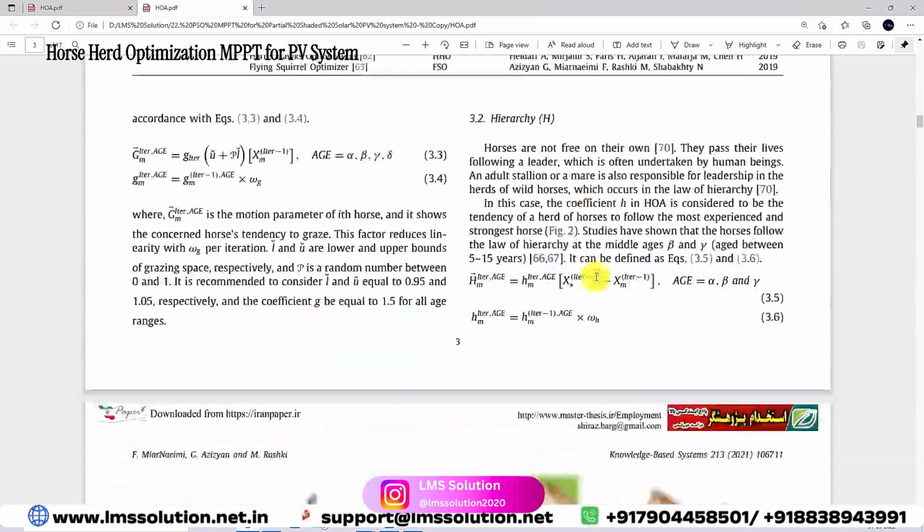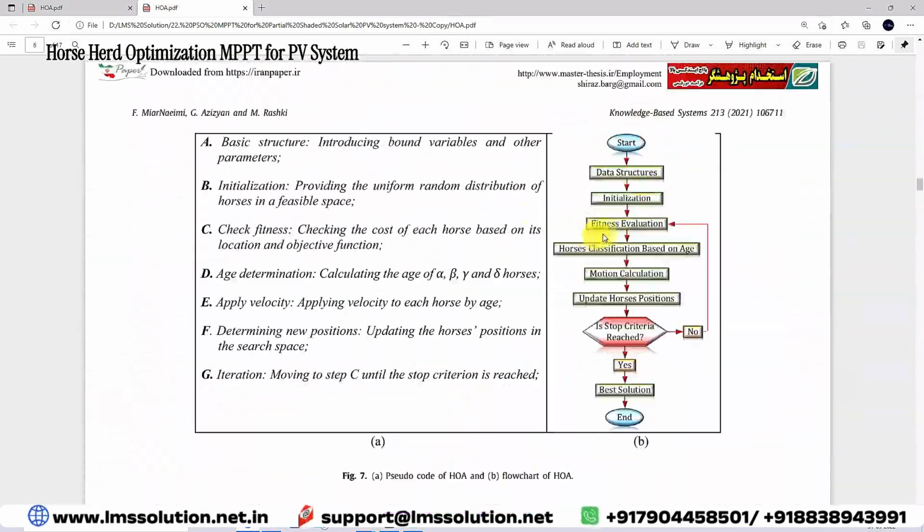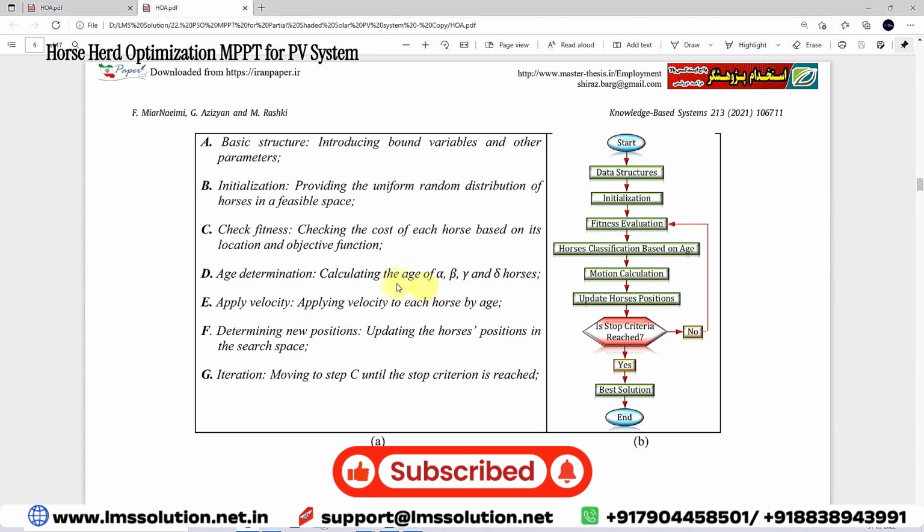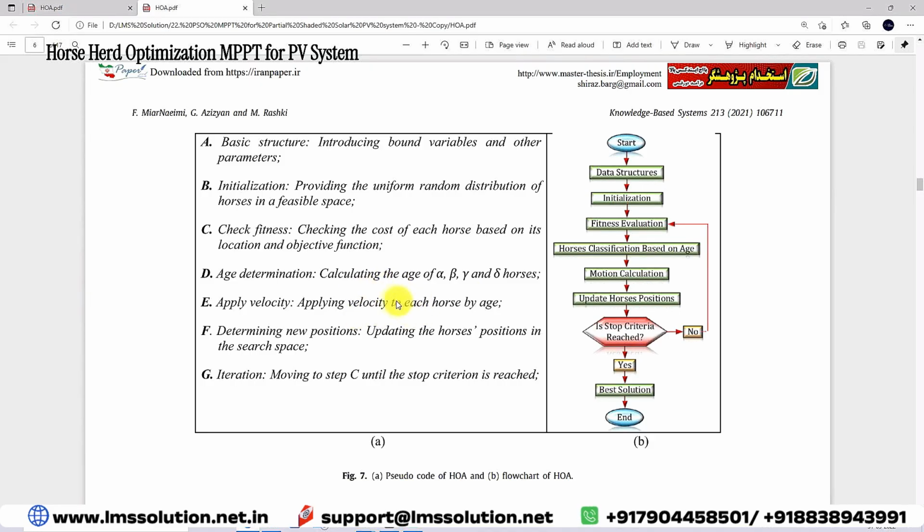This paper is implemented based upon the following flow chart. First, you need to randomly generate the initial positions. For these positions, you have to find the fitness function. After finding the fitness function, you have to calculate the age of the horses, known as alpha, beta, gamma, and delta. After that, we have to apply the velocity function. After applying the velocity function, the horse positions are updated based upon the velocity function of the different horses like alpha, beta, gamma, and delta. This is executed until the stopping criterion is reached.